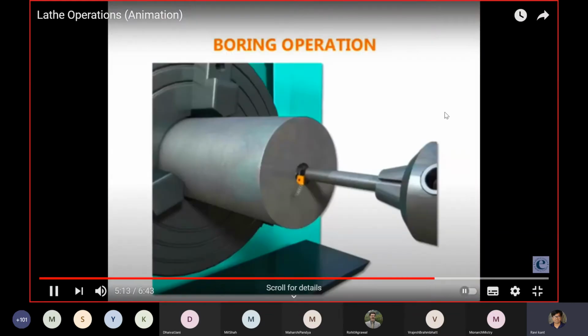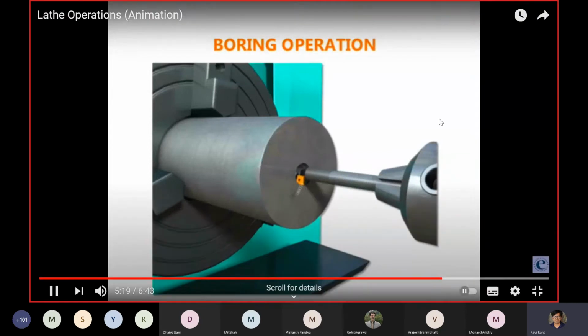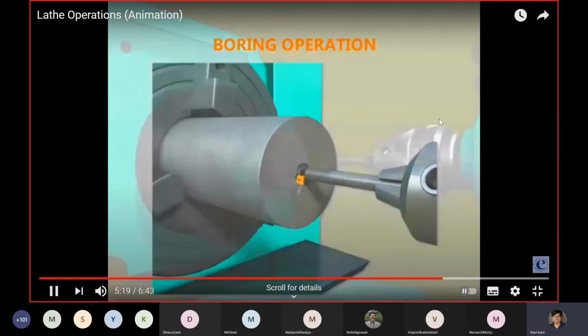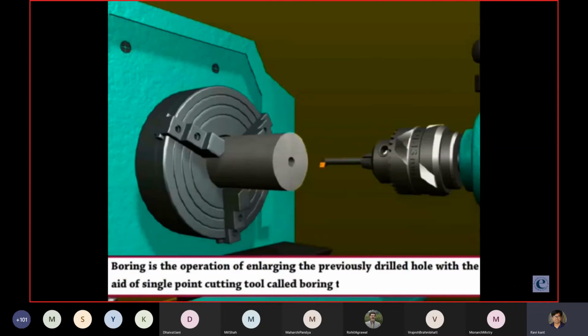Boring operation. In this video, we will discuss the boring operation on the lathe. Boring is the operation of enlarging the previously drilled hole with the aid of a single point cutting tool called boring tool.